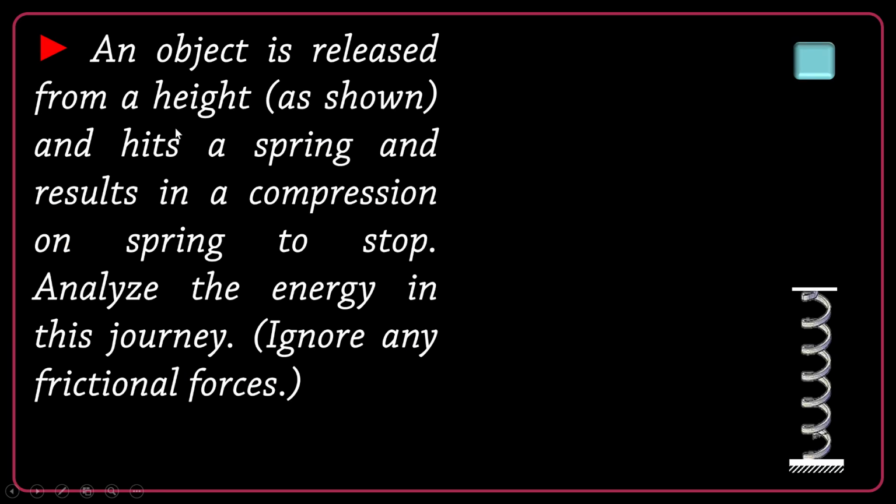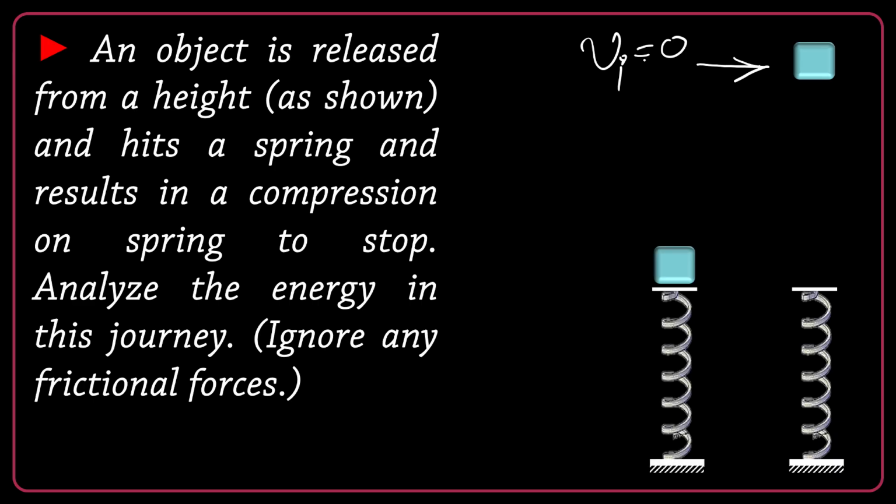An object is released from a height as shown, and it hits the spring and results in a compression on a spring to stop. Analyze the energy in this journey. Ignore any frictional forces. If I ignore frictional forces, I can use conservation of mechanical energy. Here, the object is released from the height, so there is no initial speed, it's 0. Then it hits the spring, has no compression, still no compression, and then compresses the spring and stops. So here the final speed is also 0.